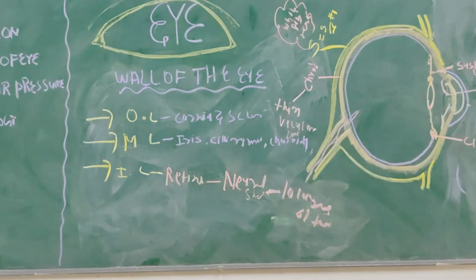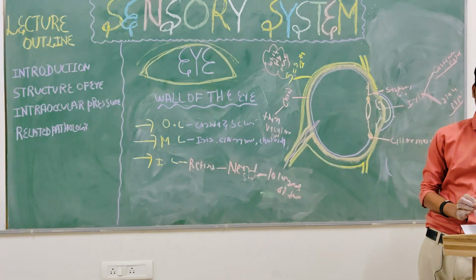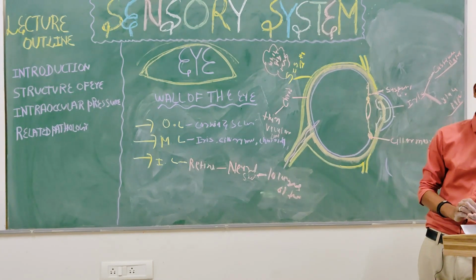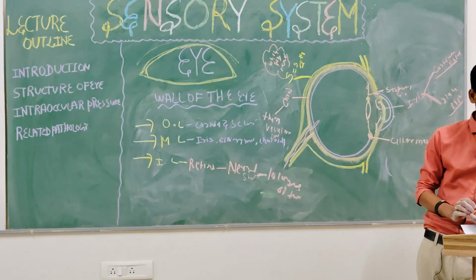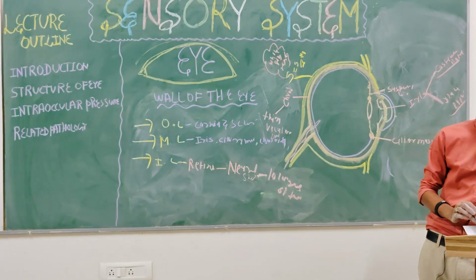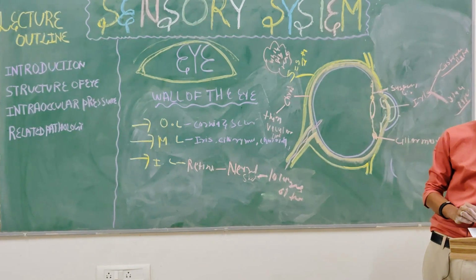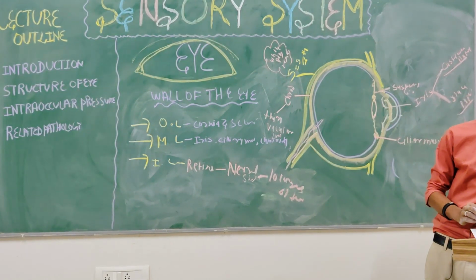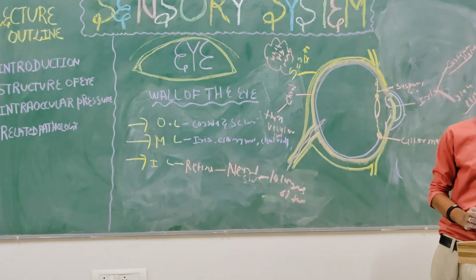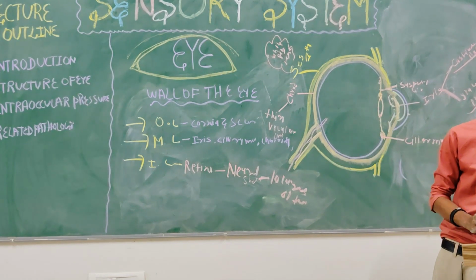The first layer is the layer of pigmented epithelium, which contains melanin, which helps in absorbing light. The second layer consists of rods and cones. Third is the external limiting membrane. Fourth is the outer nuclear layer. Fifth is the outer plexiform layer. Sixth is the inner nuclear layer. Seventh is the inner plexiform layer. Eighth is the ganglion cell layer. Ninth is the layer of nerve fibers, and tenth, the last one, is the internal limiting membrane.